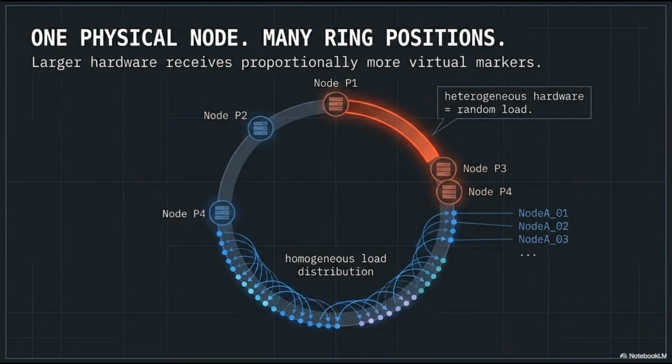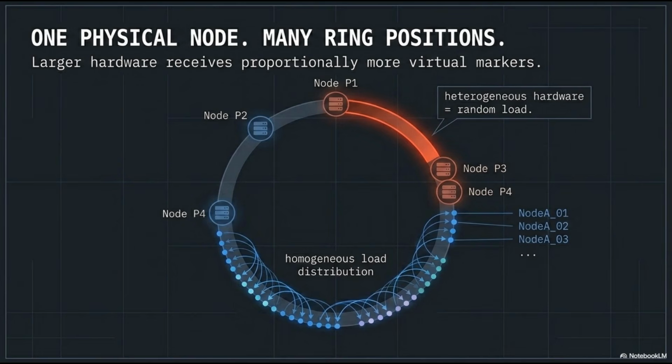Placing hundreds of virtual markers for a single physical server smooths out the statistical variance beautifully. It spreads the risk out. And it provides a brilliant mechanism for hardware weighting. Yeah. If you rack a massive high-capacity server, you simply configure it to generate 500 virtual nodes instead of 200. Oh, wow. So it effortlessly absorbs a proportionally larger share of the hash range? Yep. It's super elegant.